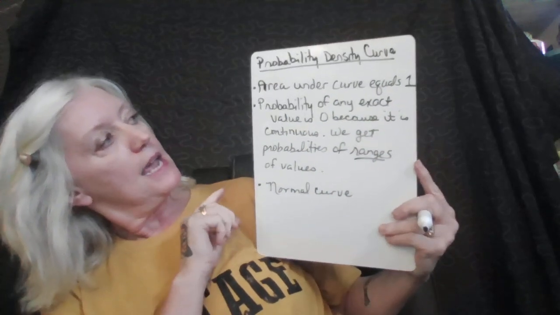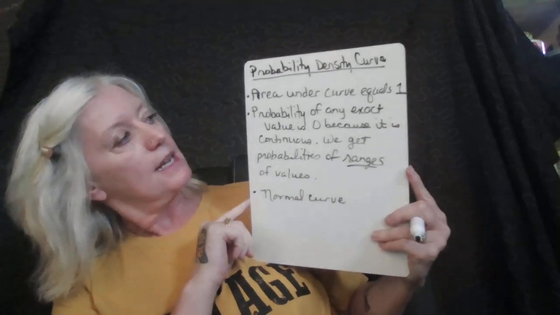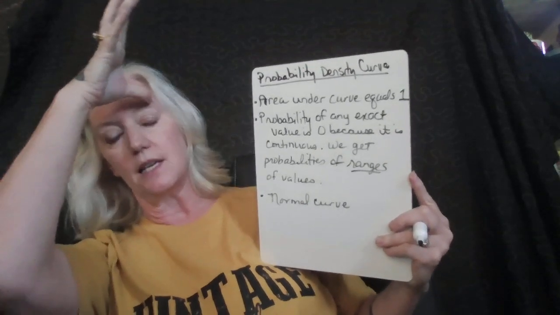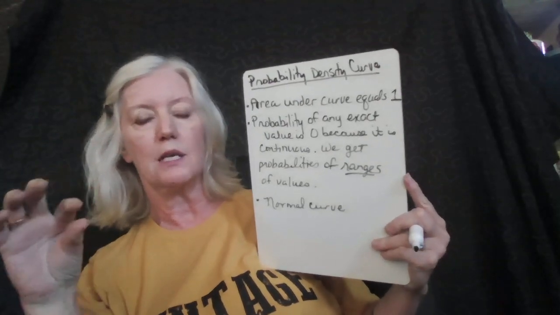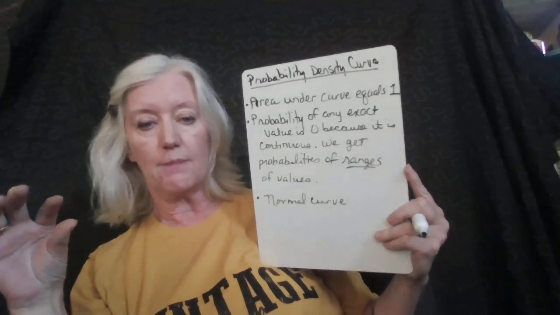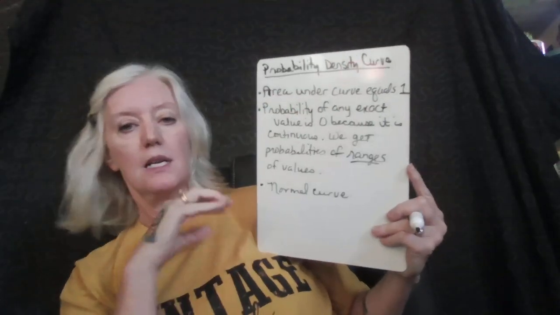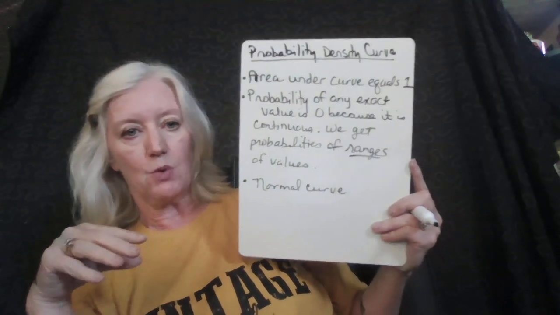But the key thing about a probability density curve is that the area under the curve has to equal 1. Like in my last one, I added up all those bars, the 0.08 and the 0.17 and so on, and those added up to 100%. So the area underneath all those bars has to add up to 100%.